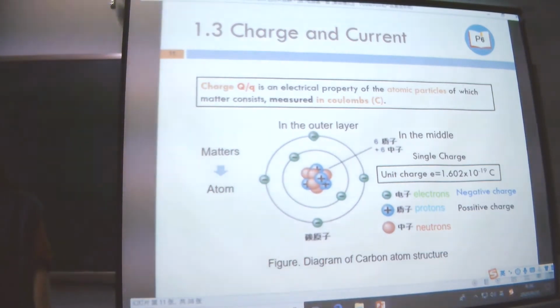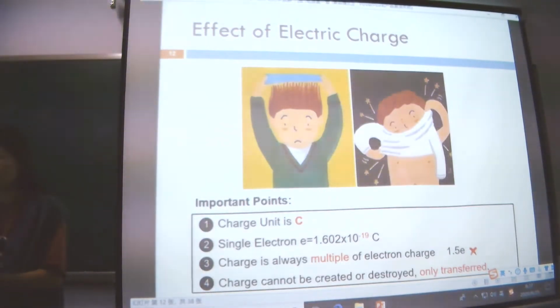In our life, the things we have contain many electrons, so the electron is the most basic one. Everything should be a multiple of it. It is also the lightest in our universe, because its mass is 9.11 times 10 to the power of minus 31 kg. Now we're going to see the effect of electric charges.